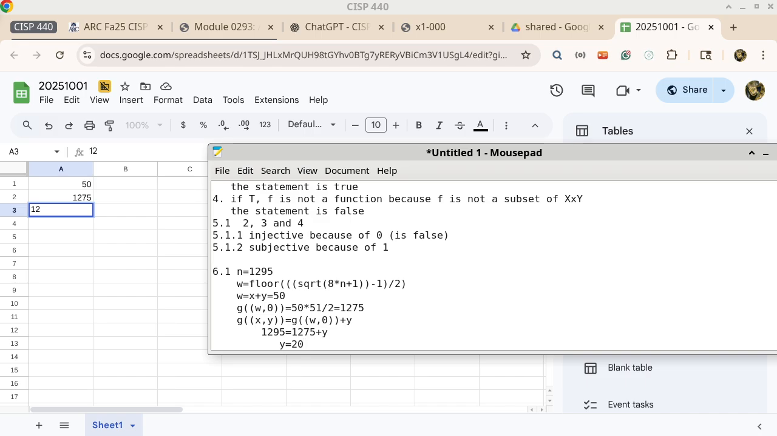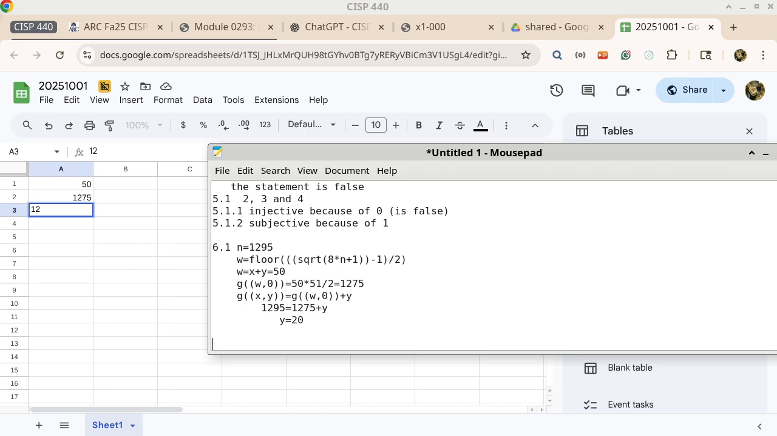You can use the other way, which is plugging in W and N all over the place and doing all the multiplication, okay? I think this is a little bit easier and quicker, but it's not the only way. All right, so that's 6.1, and then we move on to 6.2.